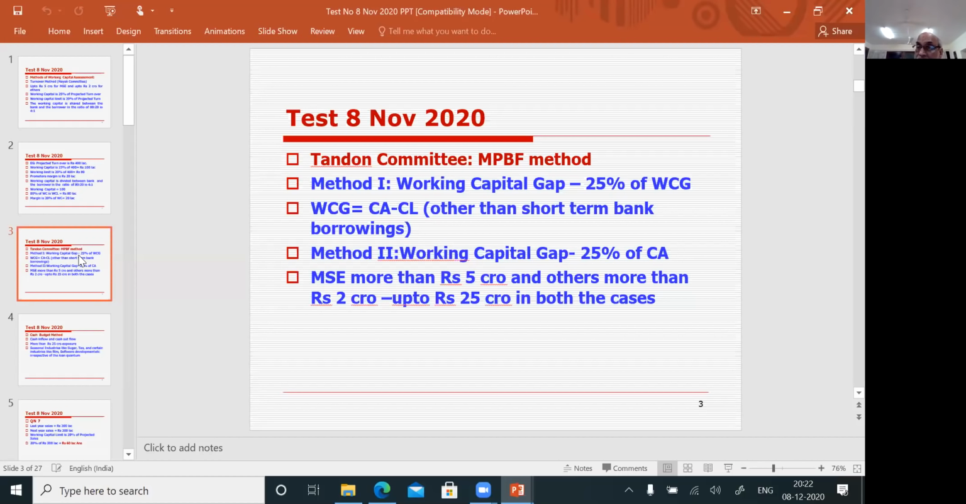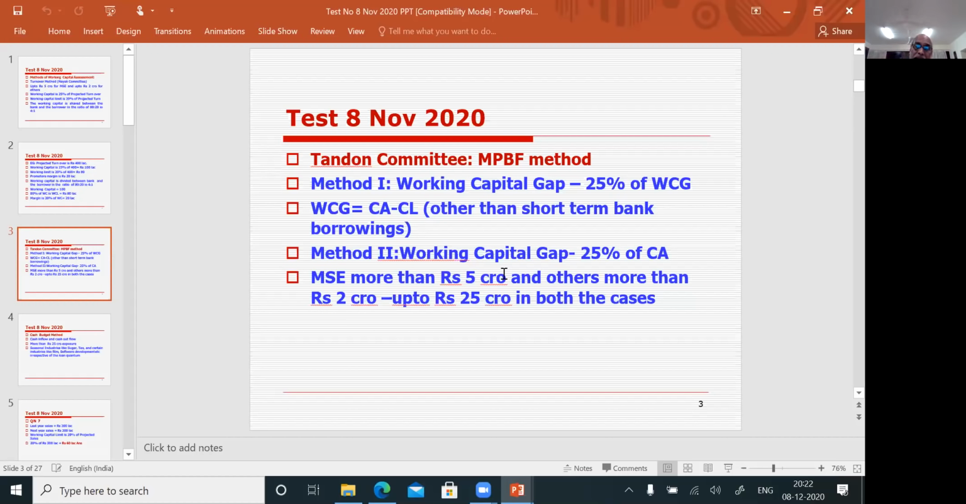Now, for which type of borrowers will we use the MPBF method? If it is an MSME borrower with working capital requirement more than 5 crores up to 25 crores, and in the case of other borrowers more than 2 crores up to 25 crores, in both cases we will adopt the MPBF method, that is the Tandon committee recommendation.